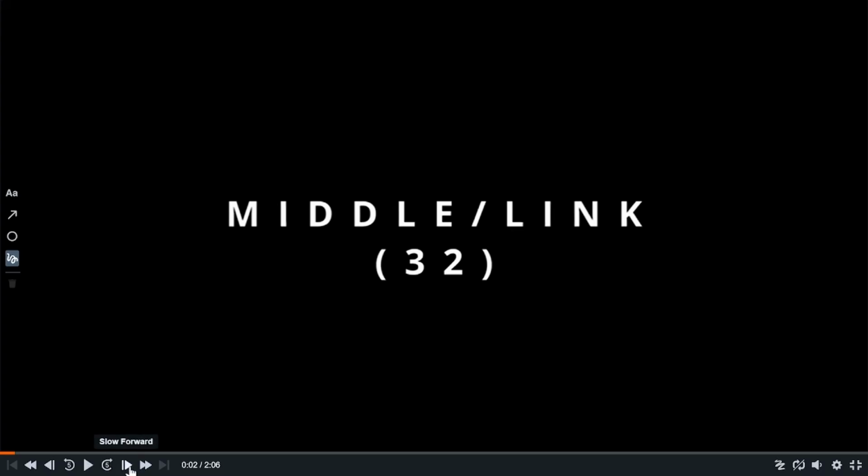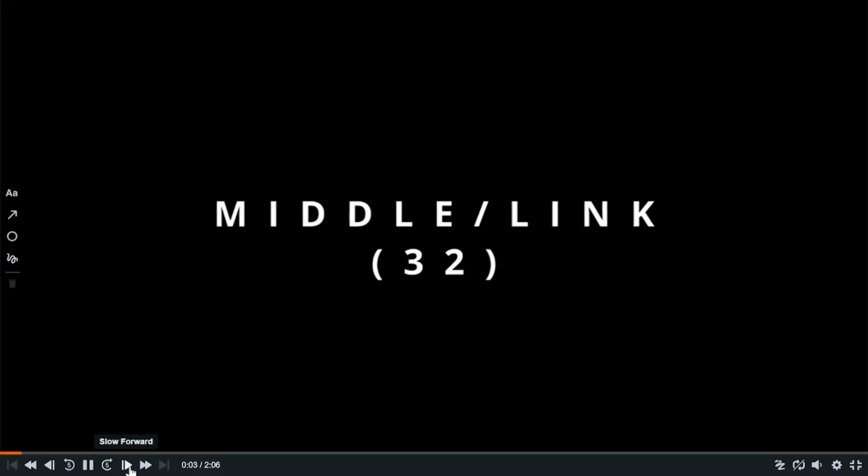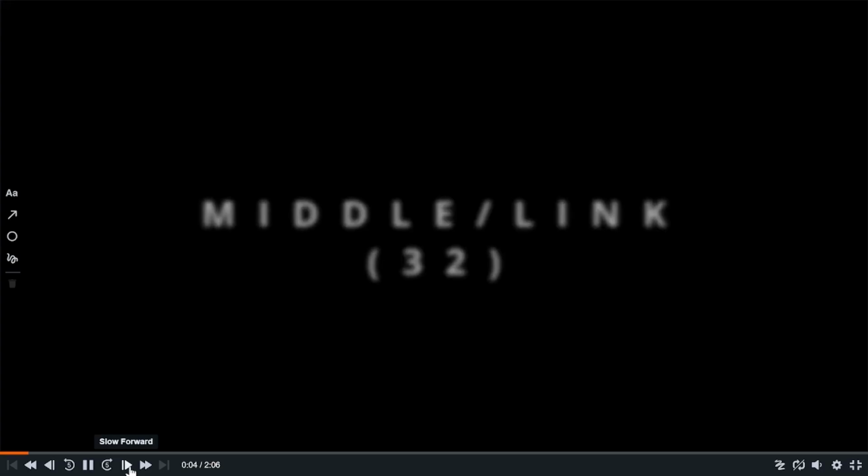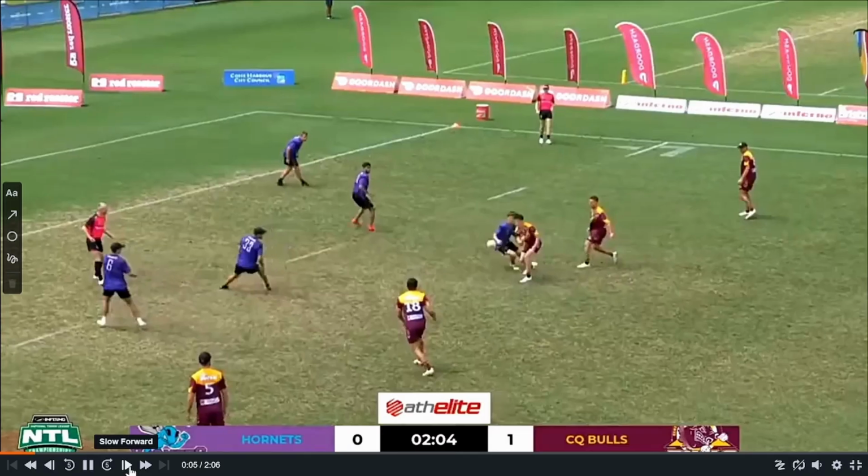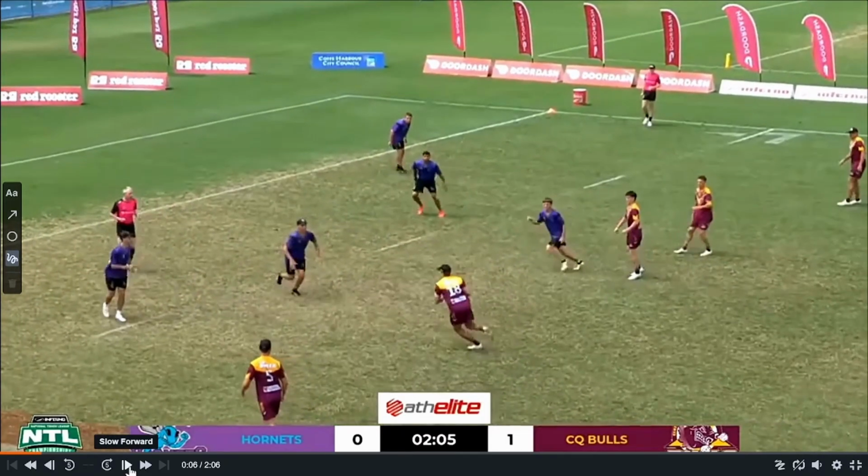Obviously, as you can see, the first one we're going to have a look at is the middle link or the 32 scoop. Now, this is a play that you probably learned very early in your touch career. I remember it was one of the first go-to moves that I learned as a junior, something that we not only trained, we actually did it during a game.